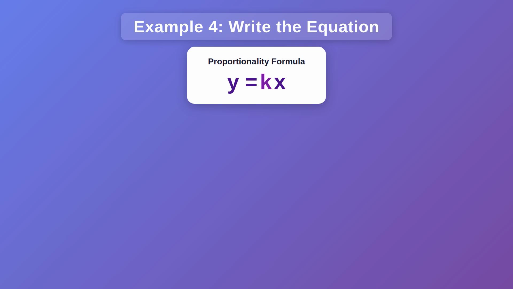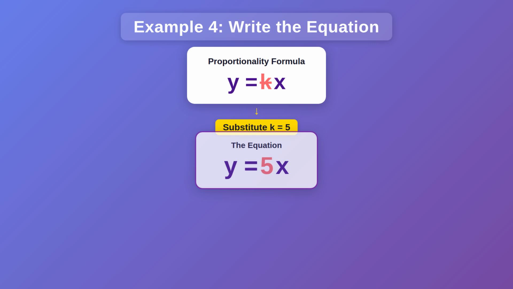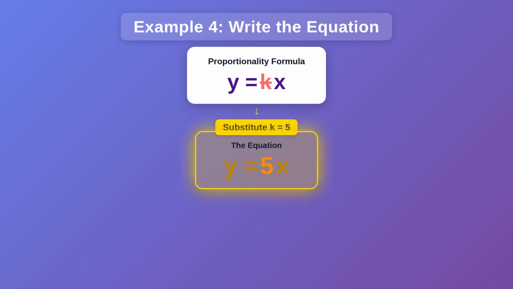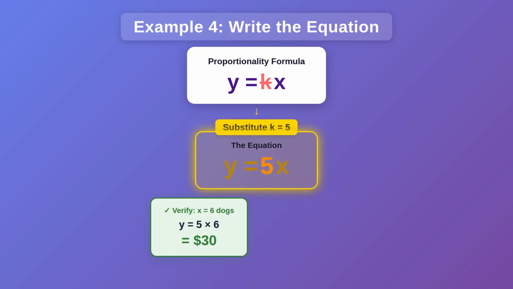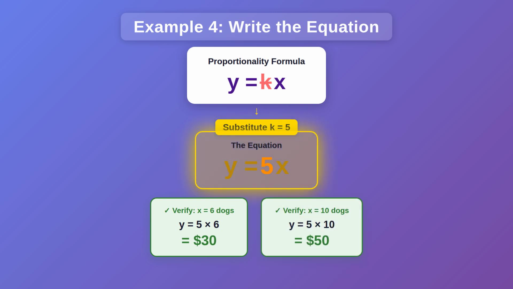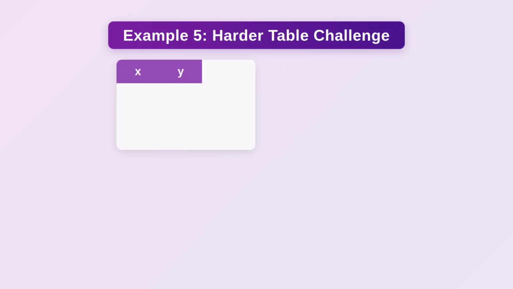Maya wants to write an equation so she can quickly calculate earnings for any number of dogs. We already know K equals 5, so we plug it into the formula y equals K times x. That gives us y equals 5 times x, or simply y equals 5x. Let's verify. If x equals 6 dogs, then y equals 5 times 6, which equals $30. If x equals 10 dogs, then y equals 5 times 10, which equals $50. The equation does all the work. Maya is seriously impressed with herself right now.